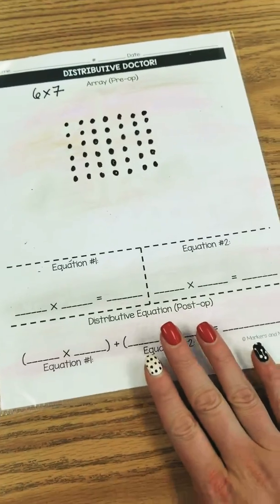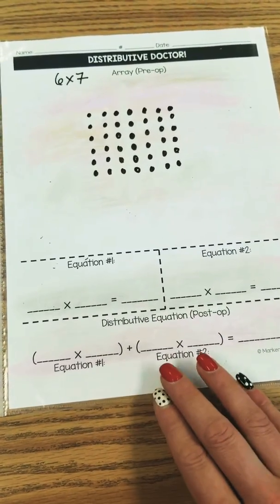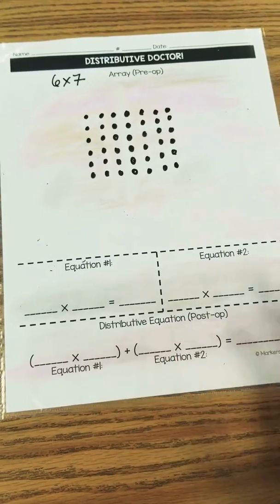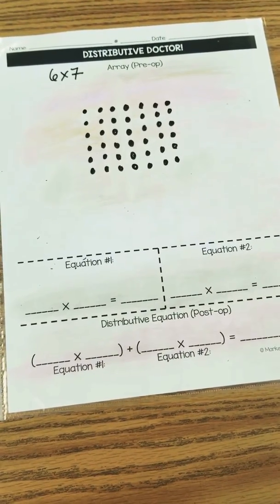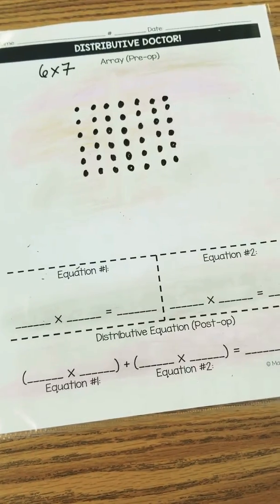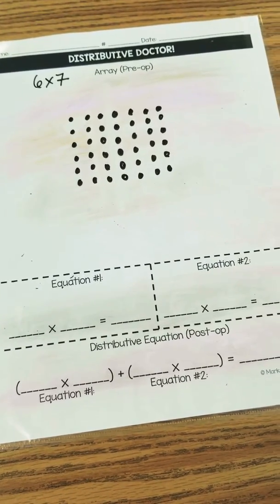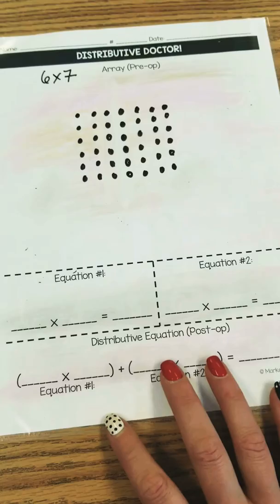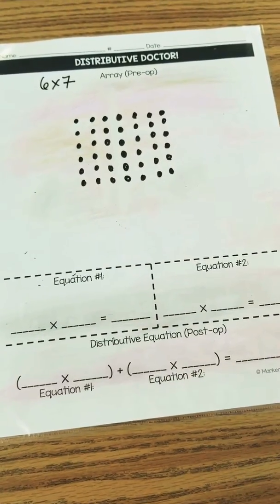Okay, for chapter 13, we've been working on area and perimeter, and a lesson that we work on during area and perimeter is distributive property, and it's not the easiest concept to get. So today we practice using this distributive property doctor activity.